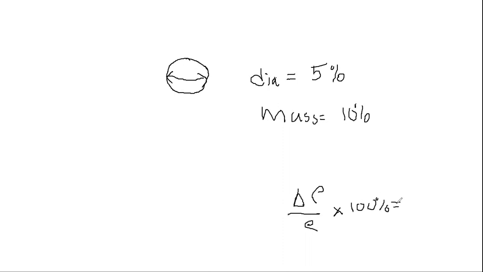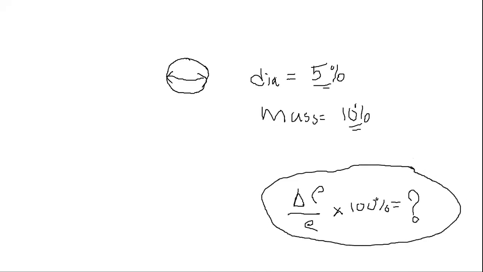How much? Anyone? Diameter is 5% uncertainty. Mass is 10% uncertainty. What is the percentage uncertainty in the density? Anyone? One minute for you.